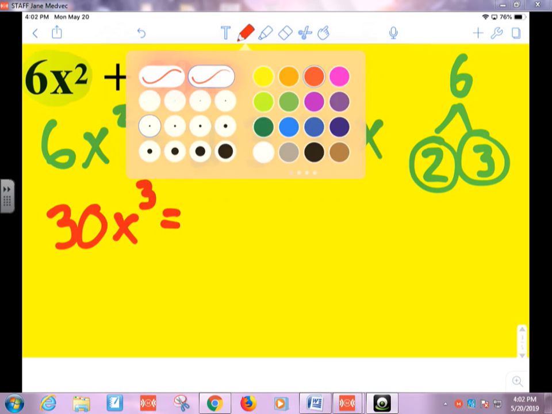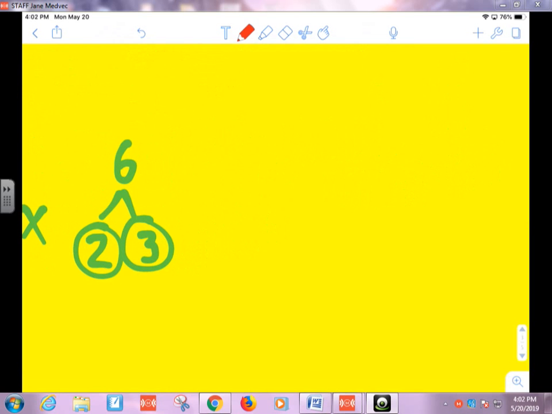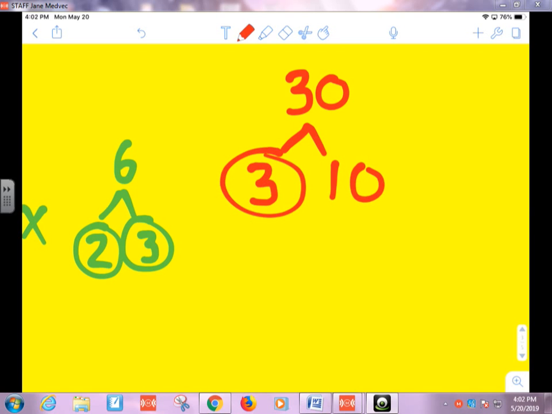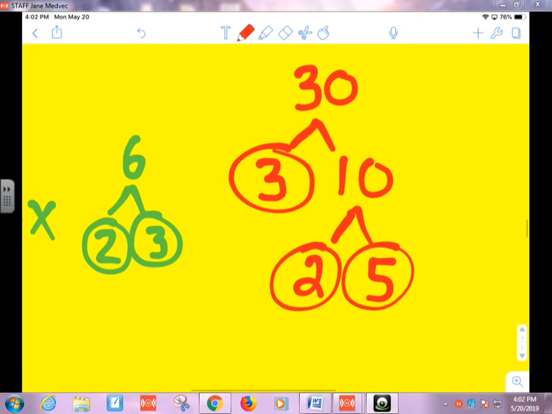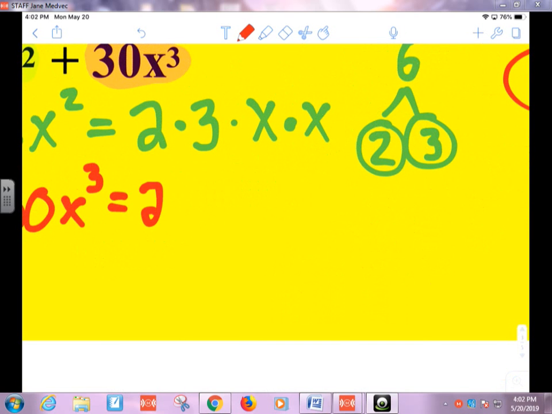Now what I'm going to do is break down the 30. So I'm going to come over here, and I'm going to write my 30. And now I need to decide, how do I break this down? Well, one way is 3 times 10. Circle my 3 because 3 is prime. Break down my 10 into 2 and 5. They're both prime. So now when I come over here and I list them, I'm going to list the 2 first, then the 3, then the 5. And the reason why I do that is it makes it a little bit easier when I'm actually circling my numbers. All right, and then I have x to the 3rd power, so I'm going to go x times x times x.